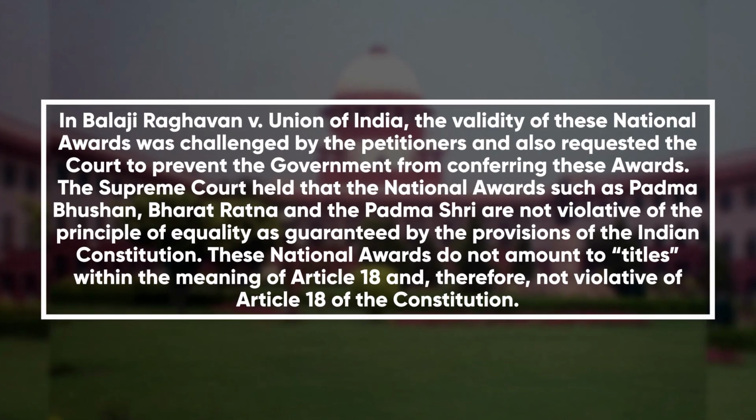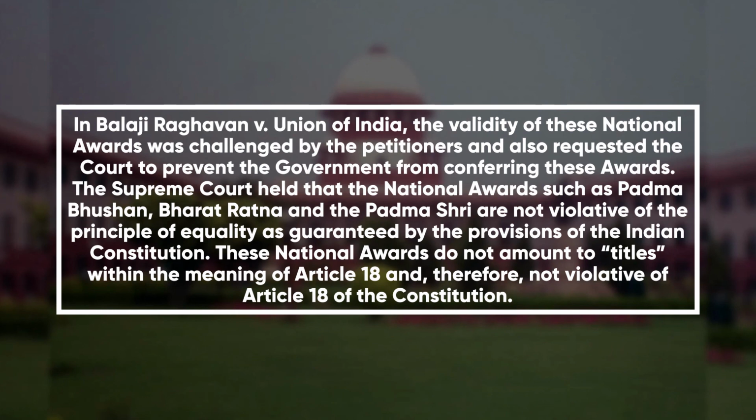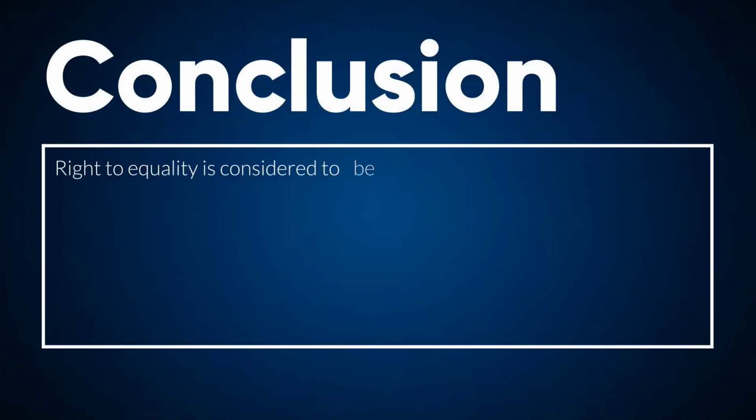In Balaji Raghavan versus Union of India, the validity of these national awards was challenged by the petitioners, who also requested the court to prevent the government from conferring these awards. The Supreme Court held that national awards such as Padma Bhushan, Bharat Ratna and Padma Shri are not violative of the principle of equality as guaranteed by the provisions of the Indian Constitution. These national awards do not amount to titles within the meaning of Article 18 and are therefore not violative of Article 18 of the Constitution. Conclusion.